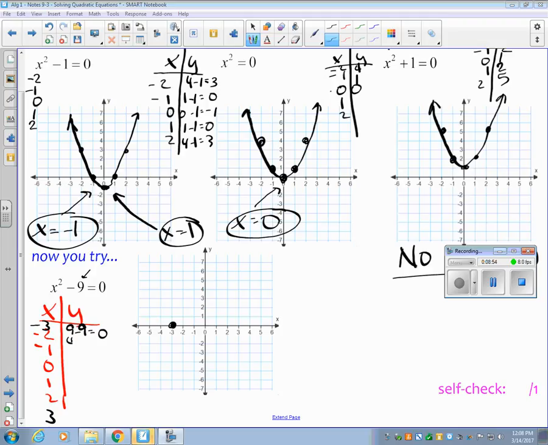-2 times -2 is 4. 4 minus 9 is -5. -1 times -1 is 1. 1 minus 9 is -8. That's off of our chart, kind of right here. 0 squared is 0 minus 9 is -9. It's like right here. 1 squared minus 9 is -8. The reason they say it has symmetry is because it does. Everything on the left-hand side is mirrored on the right-hand side. So this is -5 and this is 0.